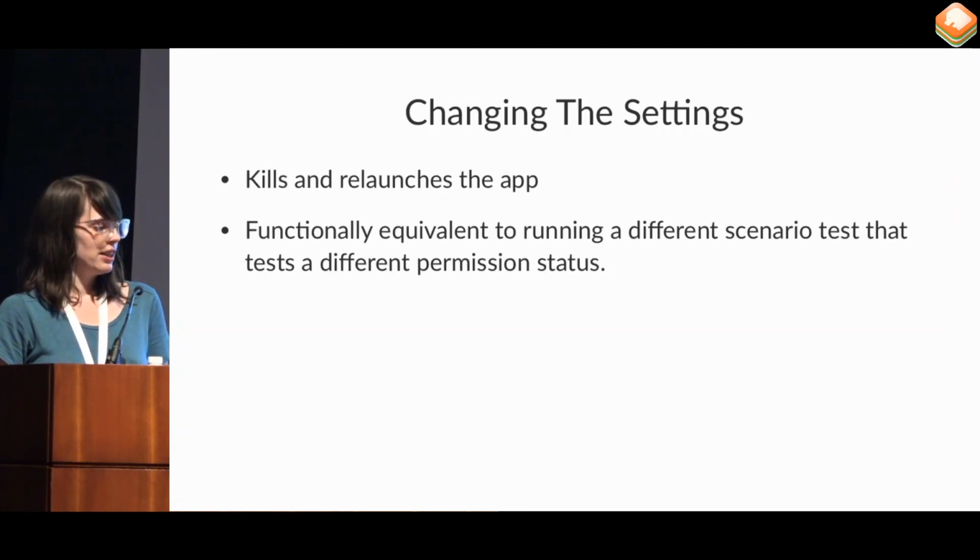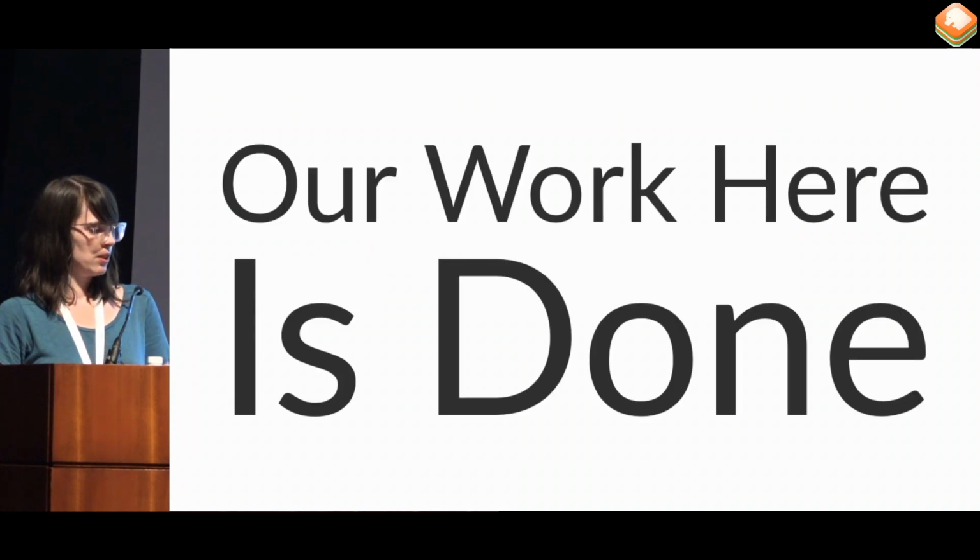But changing the settings kills and relaunches the app already, and it's functionally equivalent to running a different scenario test that tests a different permission status. So what we ended up doing is verifying that the fake alert appears and then always tapping cancel. Our work here is done.